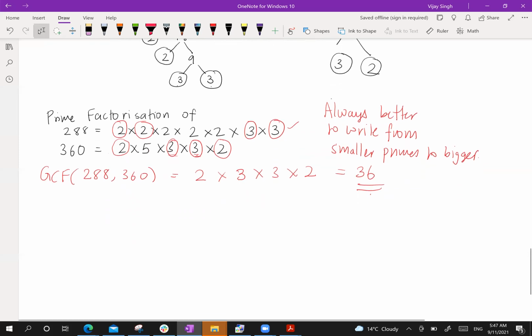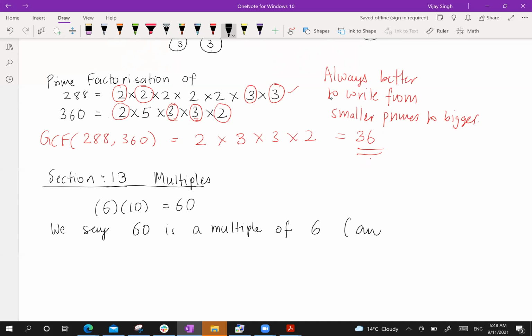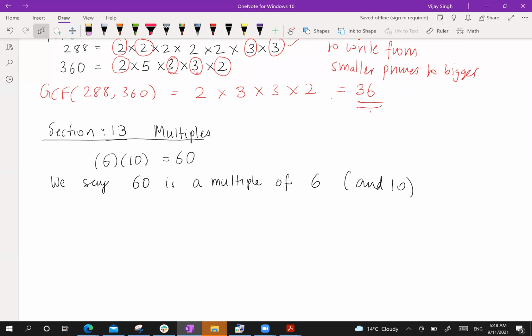Okay, now, next thing we want to talk about is section 1.3, which is called multiples. So what is a multiple? Recall from the definition. We can say 6 times 10 is 60. So we say 60 is a multiple of 6, also of 10, right? So the question is, now write down, what are the multiples of 10?